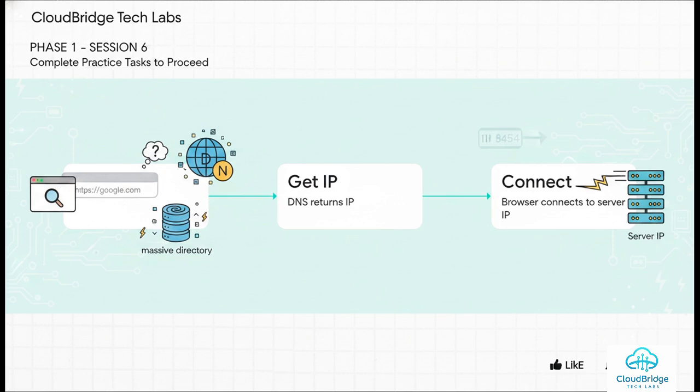Step 2. The DNS server searches its massive directory and returns the specific IP address back to your browser. Step 3. Armed with the actual machine address, your browser bypasses the name entirely and connects directly to the server IP to load your web page. And the craziest part? All of this happens in milliseconds.